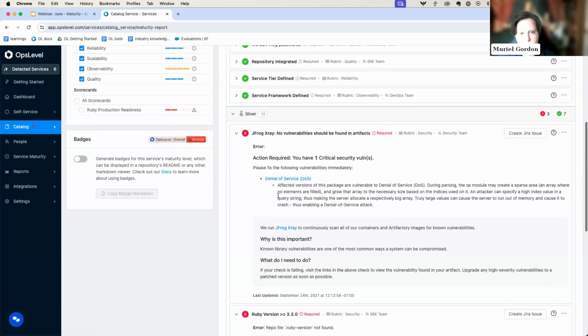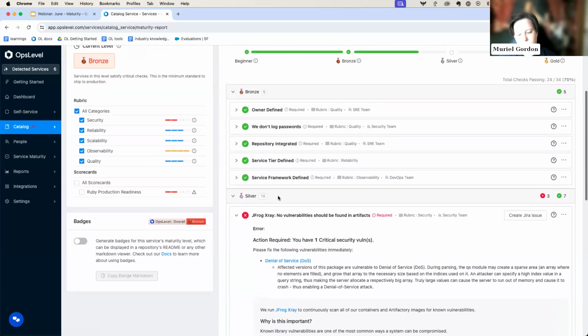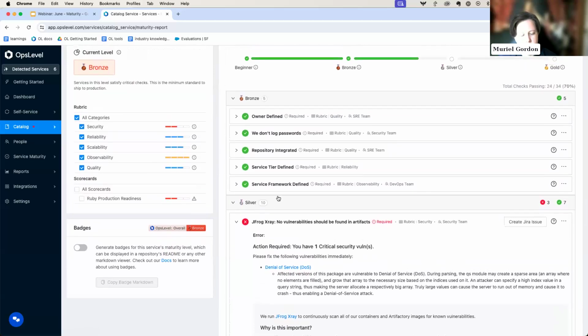Now, everything I've shown so far has to do with the rubric. And you may remember that there is another way to make sure that your services are up to standards, and that is through scorecards. And if I click this radio button here, you are going to see these numbers next to these little medals go up. You're also going to see more checks appear right over here.